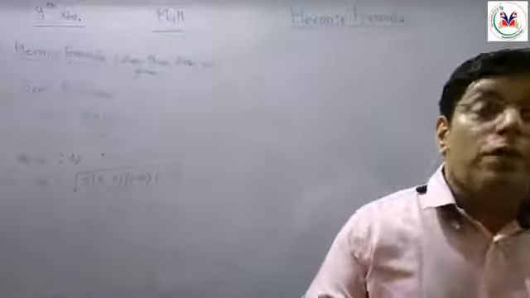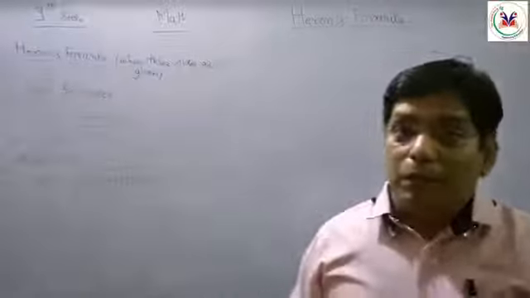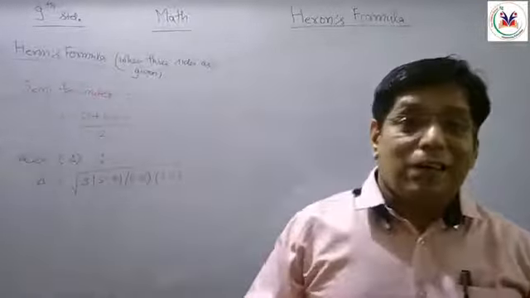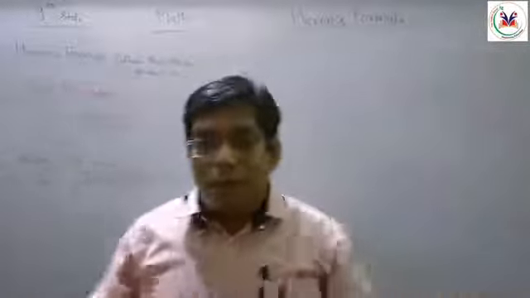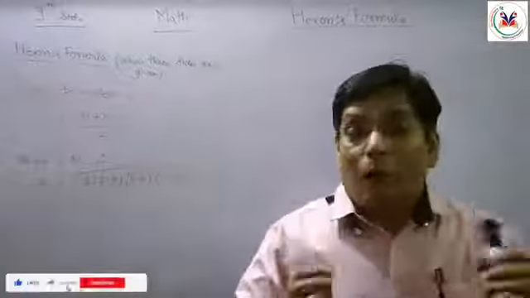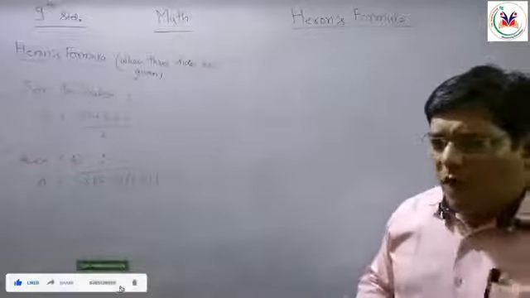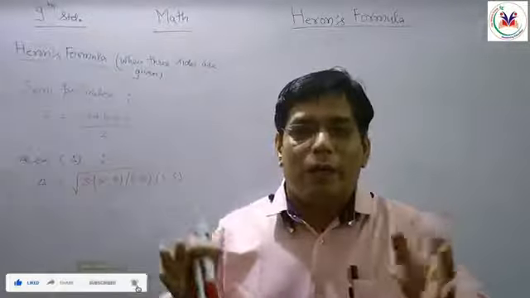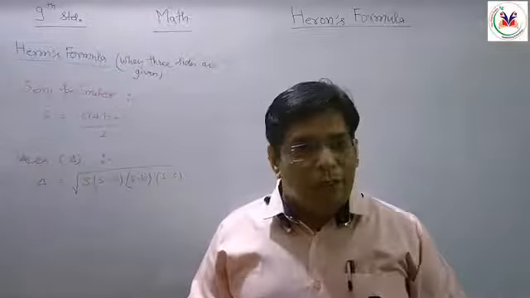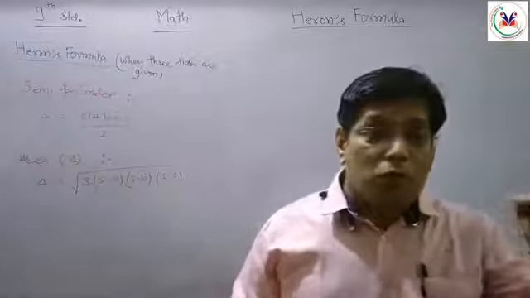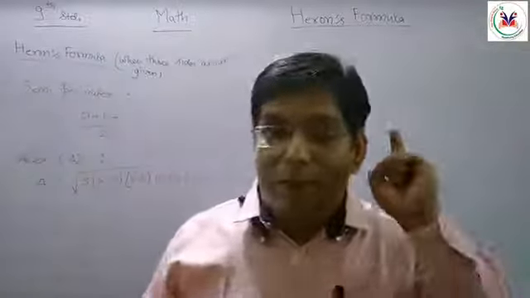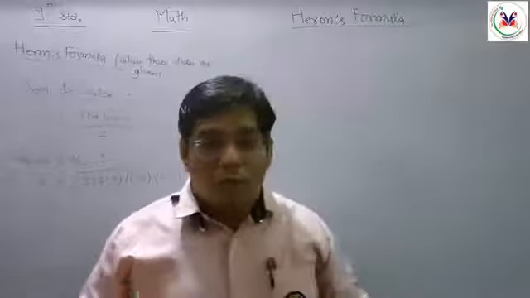Hello students, today we are going to discuss another part of Heron's formula. In that part, we should discuss the area of a quadrilateral by using Heron's formula. When we are considering a quadrilateral, first of all, we have to know what a quadrilateral means. Simply, it is a closed figure with four sides. I repeat, a quadrilateral is a closed figure with four sides.